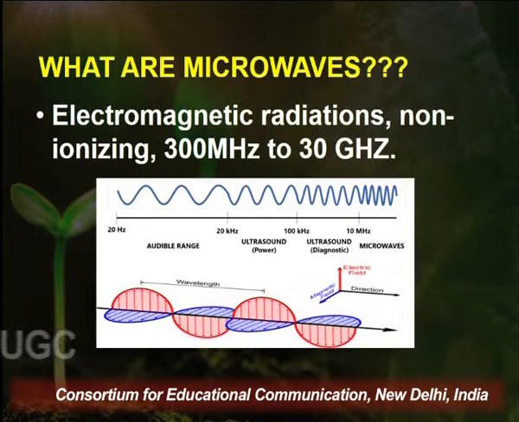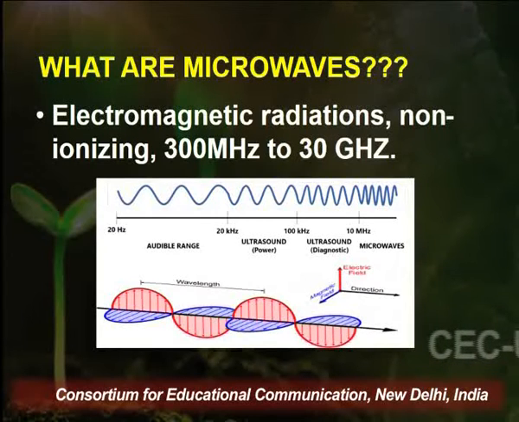So coming to what microwaves are. Microwaves are electromagnetic radiations which are non-ionizing, and they have a broad frequency range from 300 megahertz to 30 gigahertz. As I told you, these are electromagnetic radiations, and they have an electric field which is perpendicular to a magnetic field. So this is one of the major characters of microwaves.